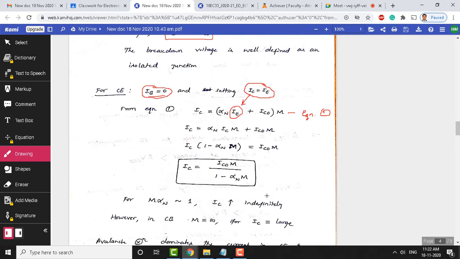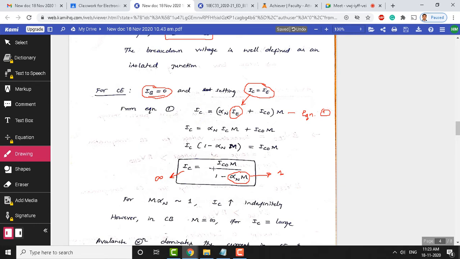So, once again m is the avalanche multiplication factor, it is an empirical expression, we already said that. And now here, if you observe alpha n in the denominator, when alpha n times m tends to unity, then the denominator becomes 0, and IC will tend to be a large value. It increases indefinitely and its value surges to infinity here. In other words, I can say that when the product of alpha n and m tends to unity, IC tends to infinity. This is with reference to the common emitter configuration case.